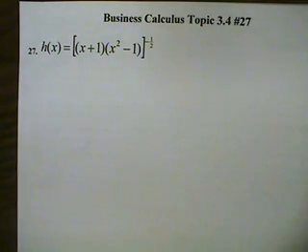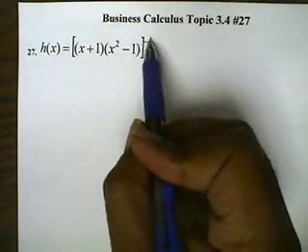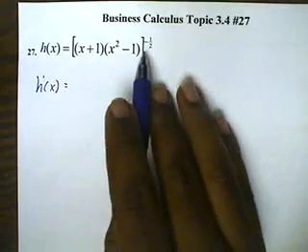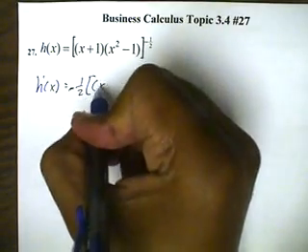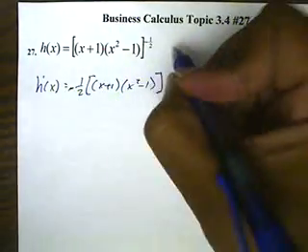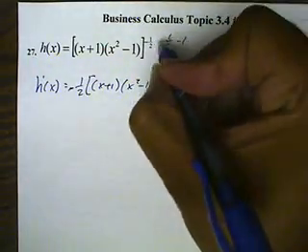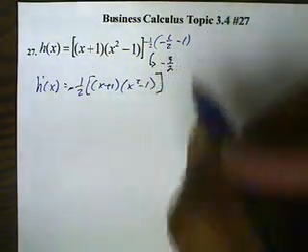Okay, business topic 3.4, problem number 27. What we're going to do, we want to take a derivative of this function here. We're going to treat this all as u, and this will be u to the negative 1/2. For the derivative of a function, we use a chain rule. So we'll multiply this by negative 1/2 times the function x plus 1, x squared minus 1. The new exponent we'll find by taking negative 1/2 and subtracting 1. That creates the new exponent, which is negative 3/2.